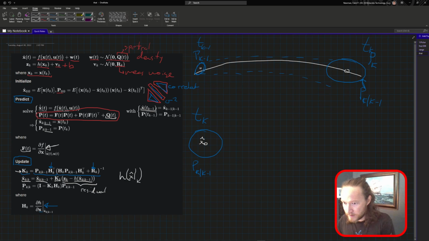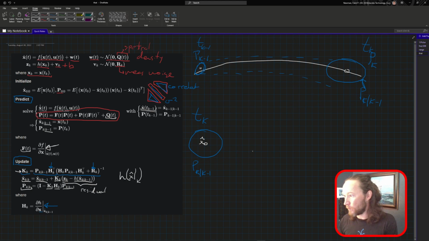And likewise, you update your new covariance, P of K as seen by the kth update, as I minus your Kalman gain times your measurement Jacobian, times your previous covariance. So that's pretty much it.